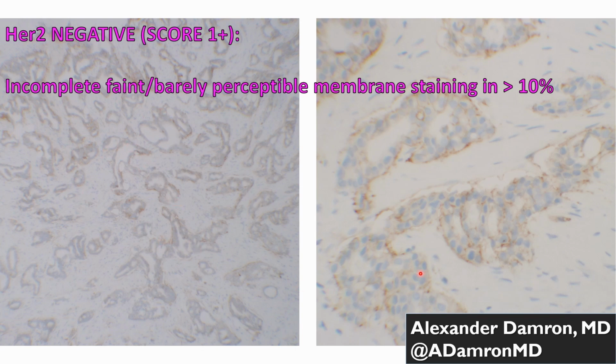And if I go higher power and I look at these tumor cells, I do see that it is a little bit membranous, but it's not complete, right? Again, low power, it's barely perceptible. It is in greater than 10% of the tumor cells. In fact, the majority of this tumor shows a little bit of reactivity, but it's not complete, it's not strong, it's not moderate in intensity. This is a nice example of a 1+ tumor.